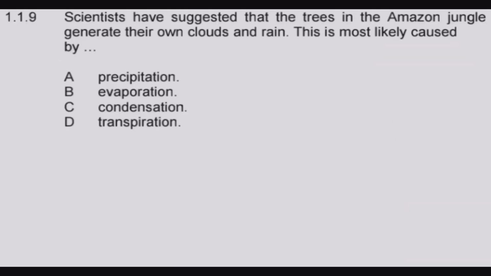Scientists have suggested that trees in the Amazon jungle generate their own clouds and rain. This is most likely caused by A. precipitation, B. evaporation, C. condensation, D. transpiration. The correct answer is D. It is caused by transpiration.